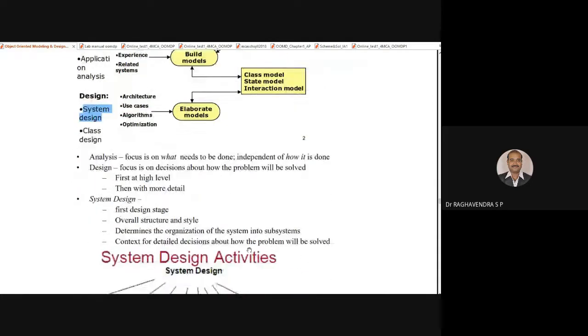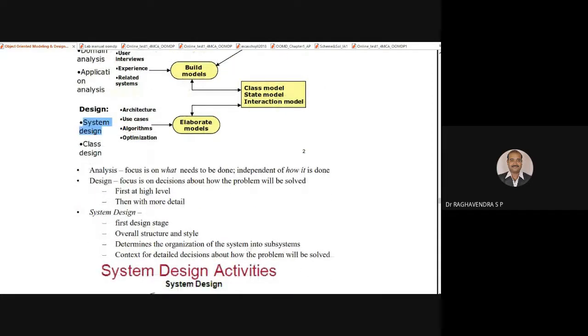The process is briefly explained here. See, like the analysis. What is analysis? It's a detailed study of a problem to be implemented in the future. So it focuses on what needs to be done and independent of how it is done. What should we do? Okay, it focuses on what.